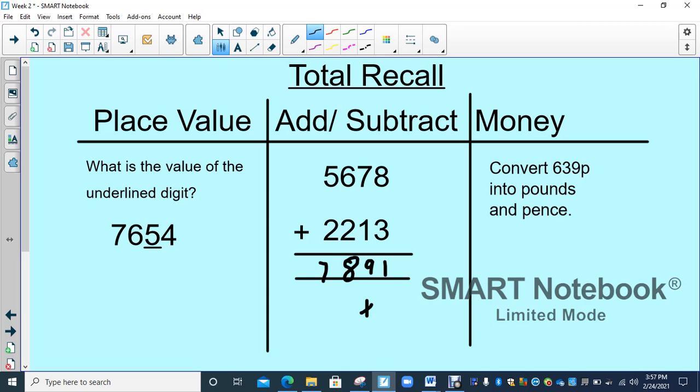And lastly, money. Convert 639 pence into pounds and pence. Well, if I know that there are 6 pounds in 600 pence, because 100 pence is equal to 1 pound, I know that I've got 6 pounds and 39 pence. Do not forget your decimal point there, guys. You don't need to write pence either because we've already got our pound symbol.